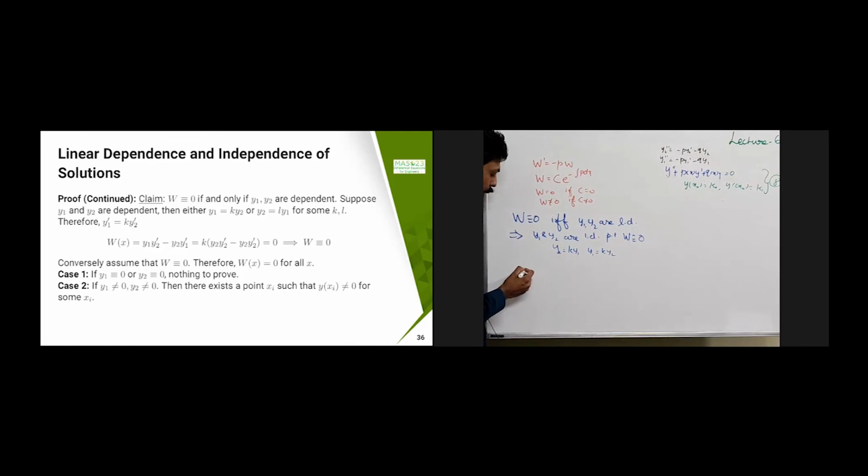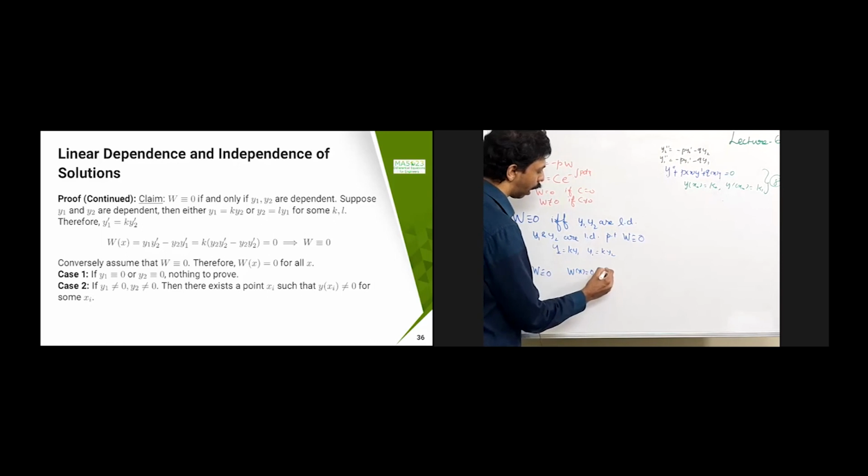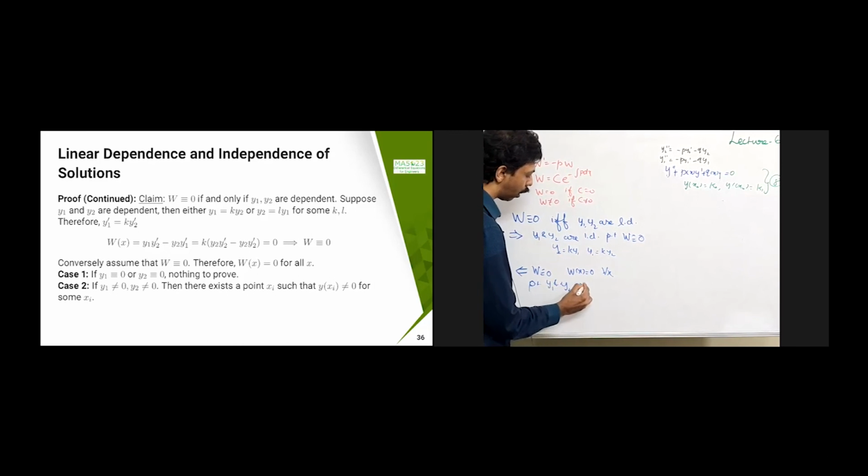Now the converse part. Conversely, suppose W is identically 0. That means W of x is equal to 0 for all x. Now what we need to prove is that y1 and y2 are linearly dependent.